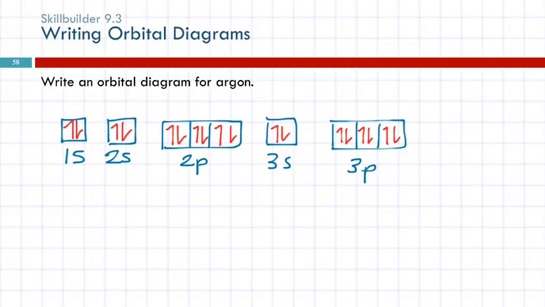Orbital diagram for argon. So for the p, it's only 3 boxes, right? For the p, it's 3 boxes, because there are 3 orbitals in the p subshell. There are 3 beds in the 3p room. But you can put 6 people in there, 6 electrons.